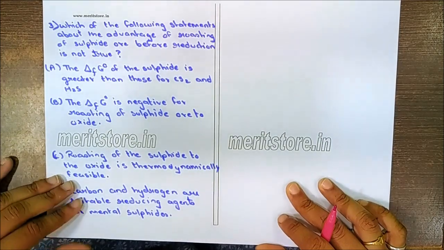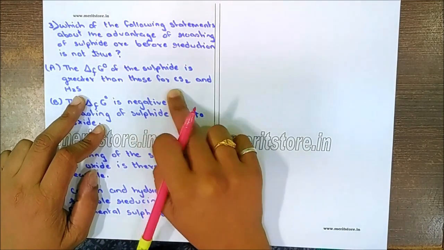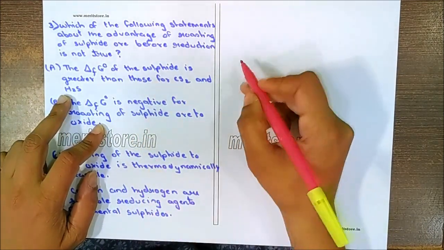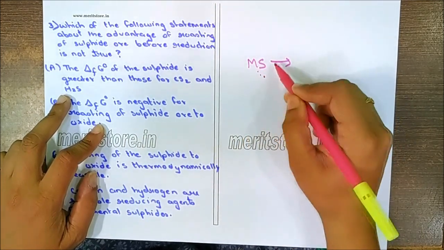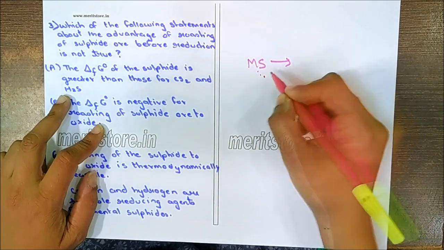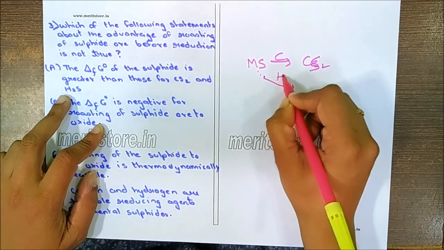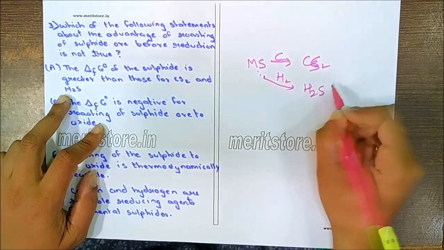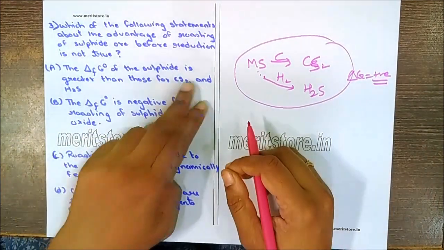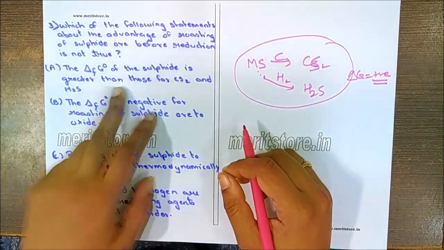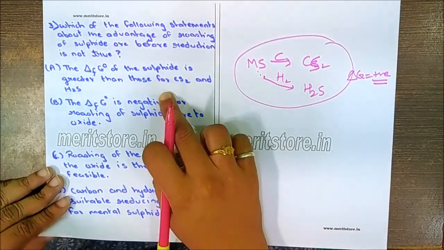Which of the following statements about the advantage of roasting of the sulfide ore before the reduction is not true? The delta G of the sulfide is greater than those of CS2 and H2S. Definitely metal sulfides are very difficult to reduce. If I am using carbon as a reducing agent, then they will give me CS2. And if I use hydrogen as a reducing agent, then H2S. But both these reactions have their delta G positive. So delta G of the sulfides is greater than that of CS2 and H2S.